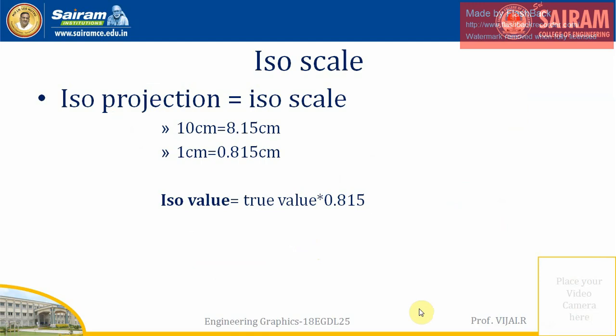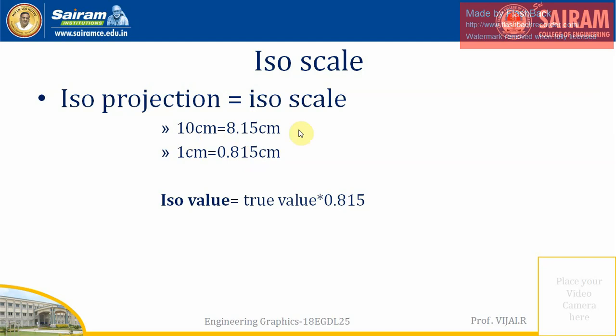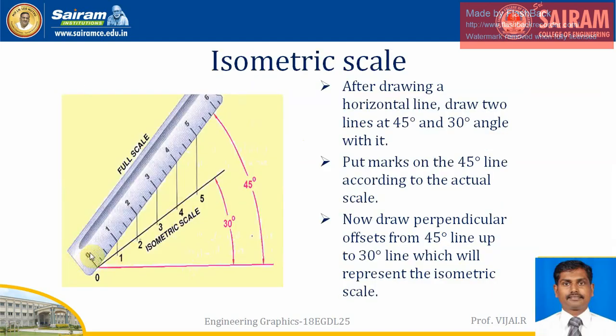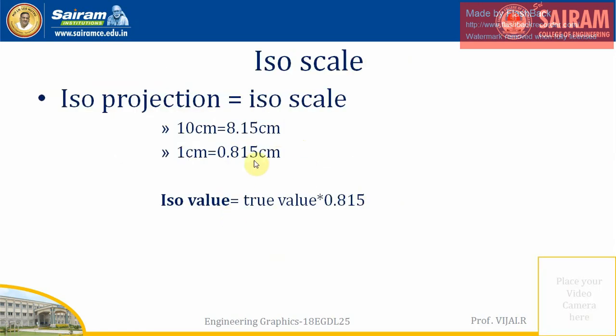I will tell here what the scale projection is. 10 centimeters will give 8.15 centimeters. Suppose if we go 10 centimeters distance, it will give only 8.15 centimeters in isoscale. So if I take 1 centimeter distance here in the true scale, this 1 centimeter in the 45-degree, which is the true scale, will give an isometric value of only 0.815 centimeter. So 1 centimeter is equal to 0.815 centimeter in isoscale.